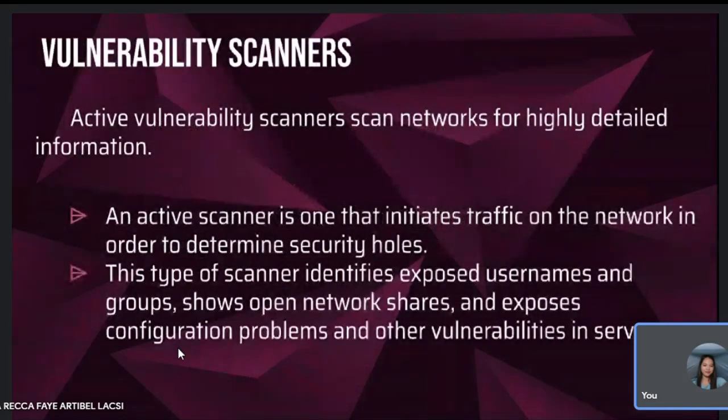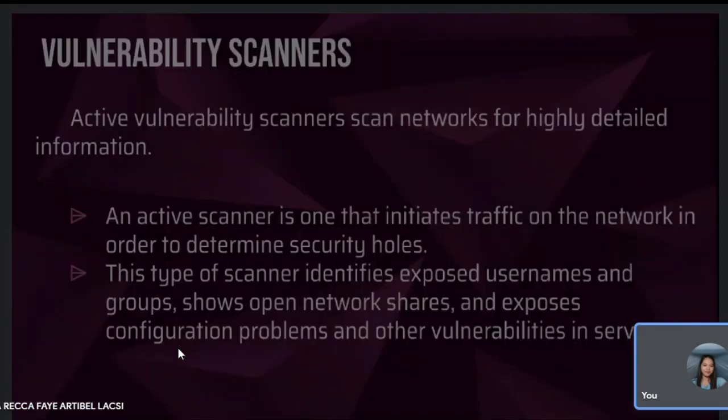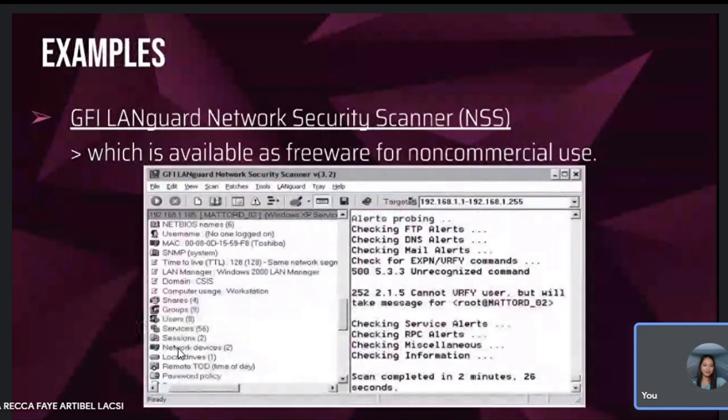Next are the vulnerability scanners. Active vulnerability scanners scan networks for highly detailed information. An active scanner is one that initiates traffic on the network in order to determine security holes. This type of scanner identifies exposed usernames and groups, shows open network shares, and exposes configuration problems and other vulnerabilities in servers. An example is the GFI LANguard Network Security Scanner, which is available as freeware for non-commercial use.